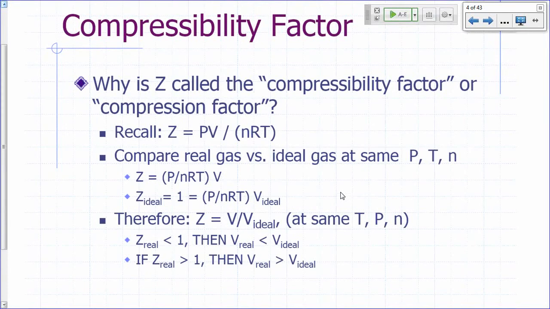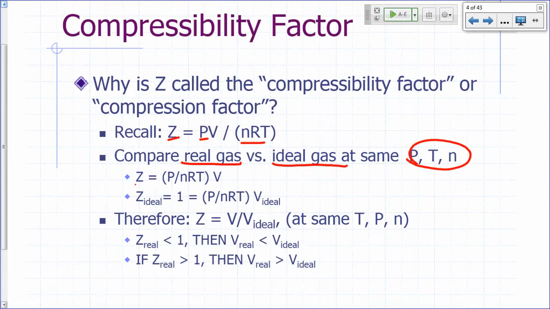So why is Z called the compressibility factor or the compression factor? Well, let's see. Z is equal to PV over nRT. So let's compare an actual gas, a real gas, with the gas if it were behaving ideally at the same pressure, temperature, and number of moles. Okay, let's compare the volumes.